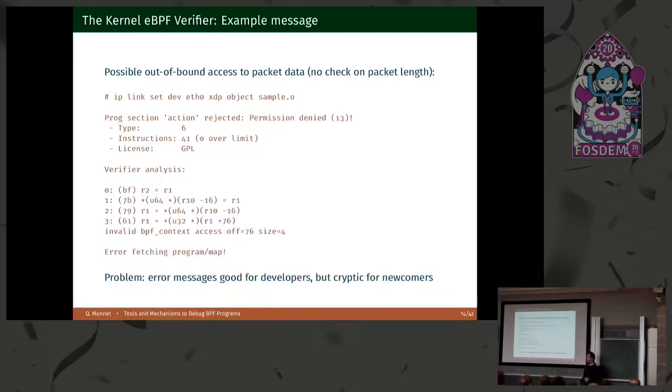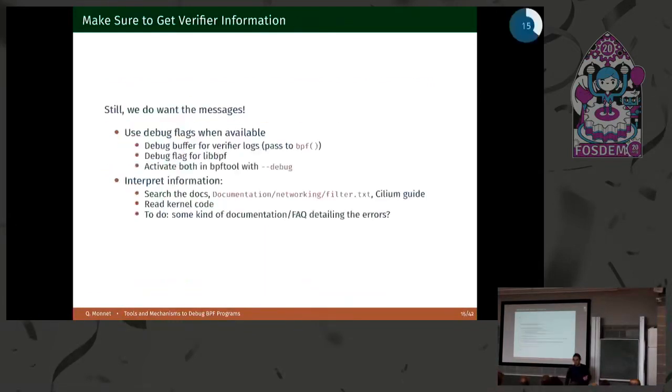So the message is very useful when you know what you're talking about, BPF context, invalid BPF context access. But for newcomers especially, those are very cryptic messages. It's very hard to understand what they refer to. So we would like to have some better things in the future, maybe some additional documentation or FAQs that would tell us where to look in that case. But still, we do want to have those messages, so it's especially important to be able to print them into the console, or you're just on your own to understand what's going on.